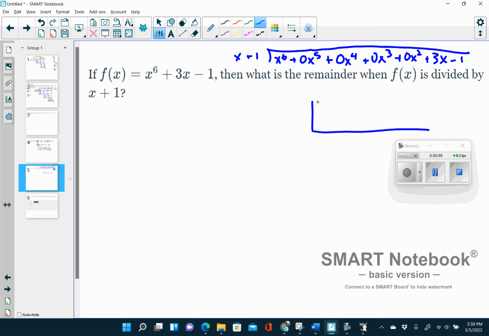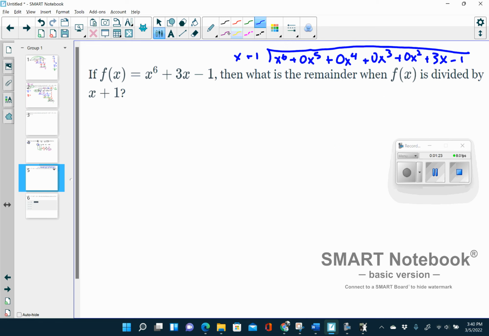So there's an x to the 6th, so you're going to put a 1 here. X to the 5th is going to be the 0 term, x to the 4th 0 term, x to the 3rd 0 term, x to the 2nd 0 term. The x is going to have a 3 there, and then the number that's by itself is going to be a negative 1. And then you do the opposite of 1, which is negative 1, and you do it the same way, right? Bring this down, negative 1 times 1, right? You get the idea.